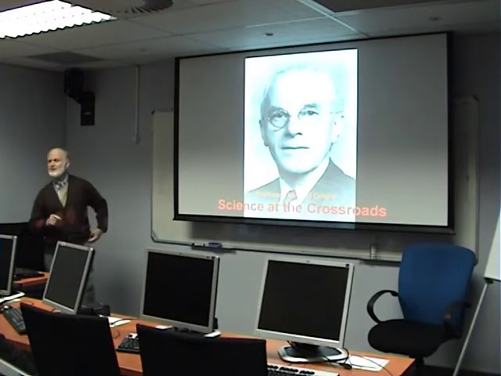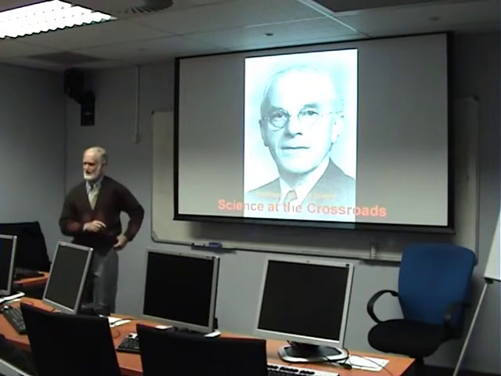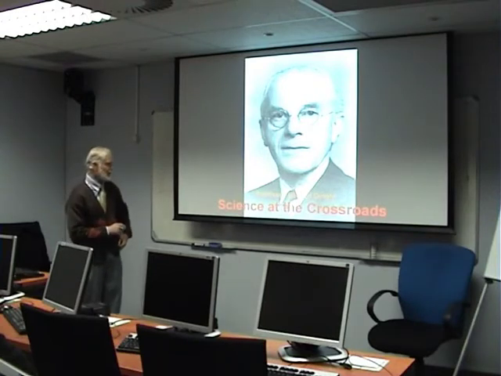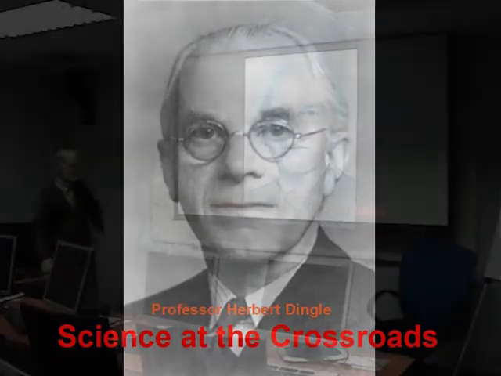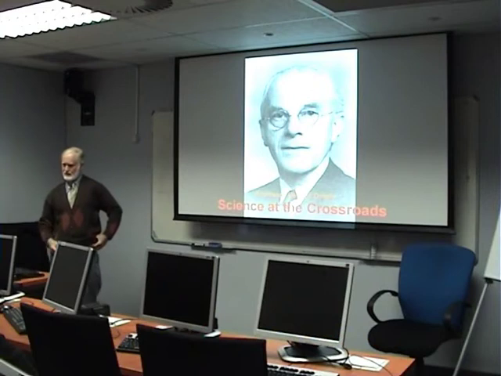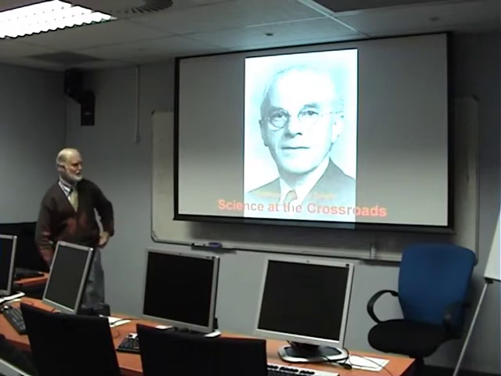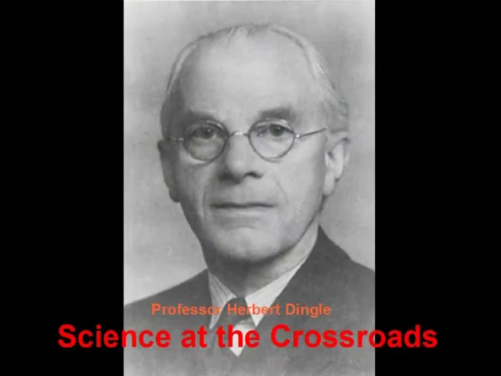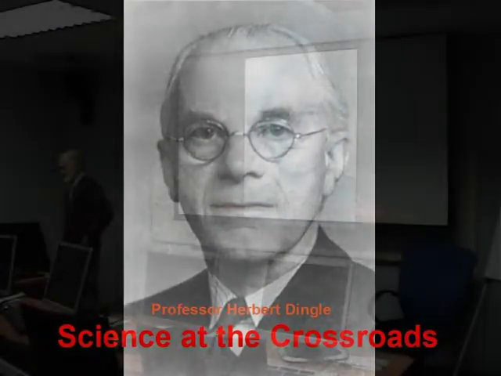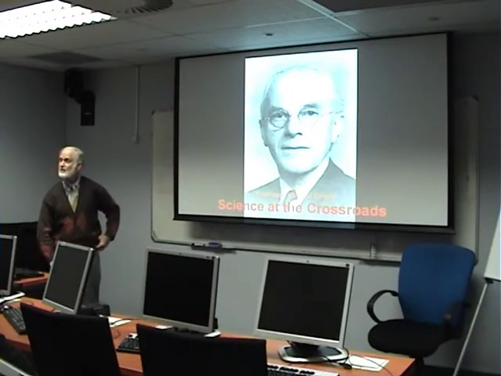Well, the first person that I've come across that bumped up against the sanctions of the establishment scientists was Professor Herbert Dingle, a very famous professor of physics, an expert on relativity. He'd written books on relativity when he came across a very simple, very elegant, and totally irrefutable proof that relativity is wrong. It's just plain false. And to his surprise, the scientific journals would not publish his proof that relativity is wrong.